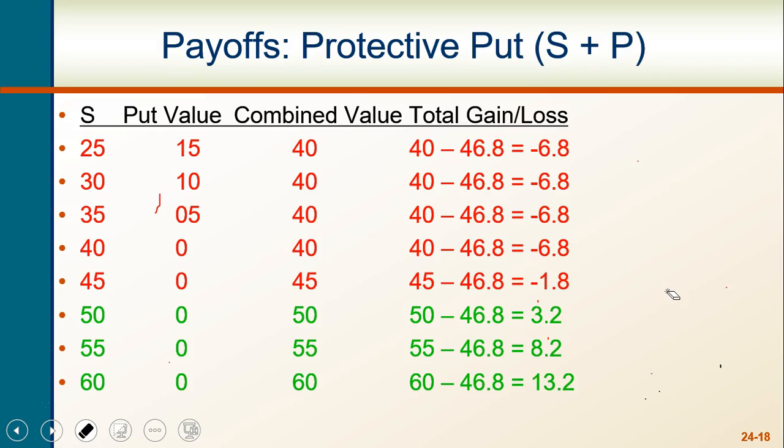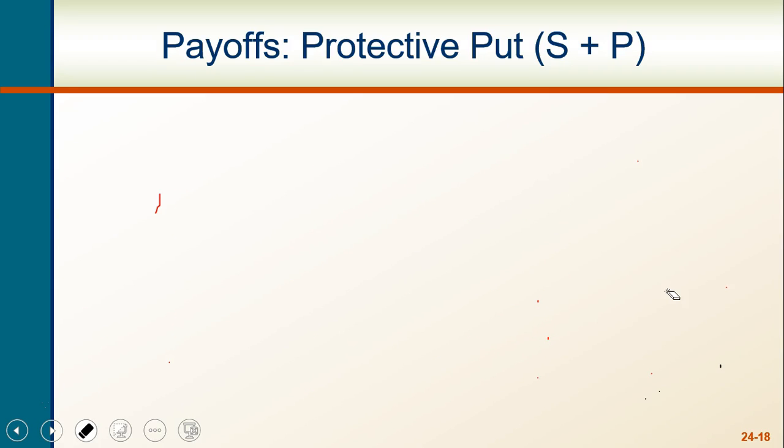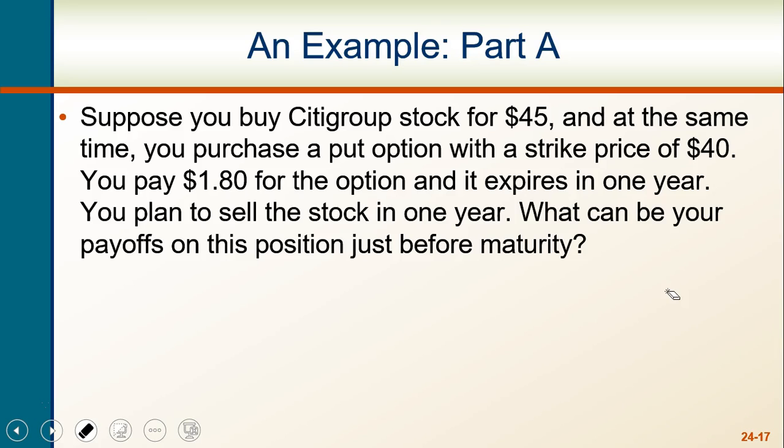Let me go back and show you the data one more time, just in case you want to understand this as we go forward a little better. So the things to keep in mind as you play this video is that we set up the strategy by buying a stock for $45 and at the same time buying a put option on the same stock by paying $1.80 as the option premium. And this option came with a strike price of $40 and expiry period of 1 year.